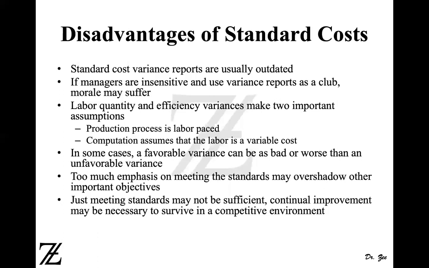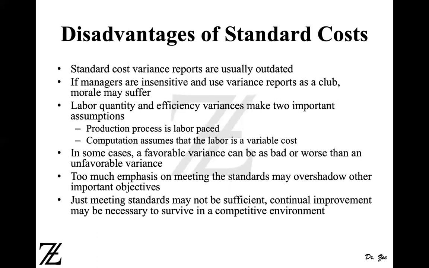It doesn't matter how much the workers work, they won't be able to process the units beyond a certain point when there is a bottleneck issue. So the production process may or may not be labor paced, and the labor efficiency variance and quantity variance assume that labor is a variable cost and that production is labor paced, which may or may not be true.